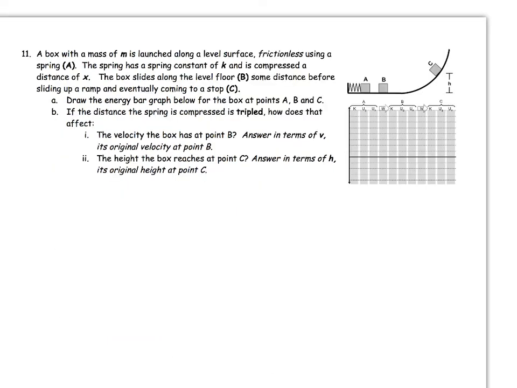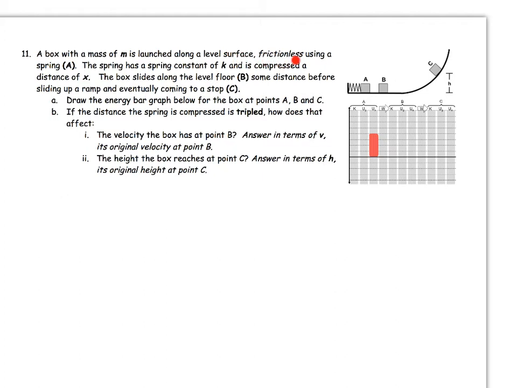For this next one, we are launching a box using a spring along a frictionless surface, and it's going to slide up to some height here at C. We once again want to start with our energy bar chart. So initially we have a spring being compressed at point A here, and so we're going to start with spring potential energy. I'll go with my default here and say we have 4 bars of spring potential energy there at A. That spring potential energy, as that spring is released, is converted to kinetic here at B.